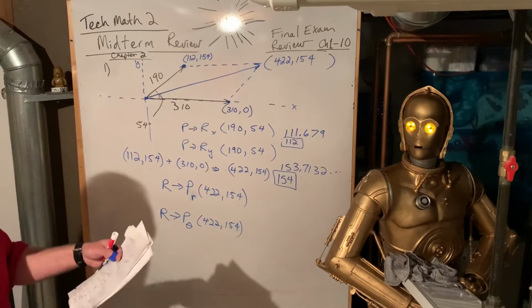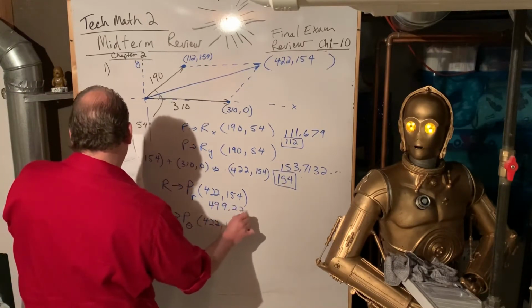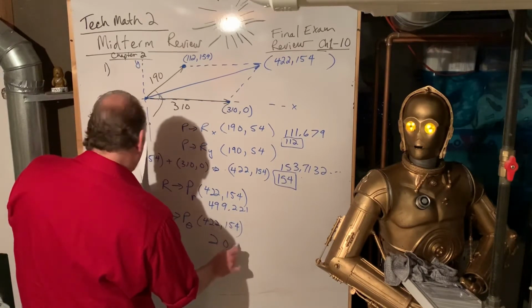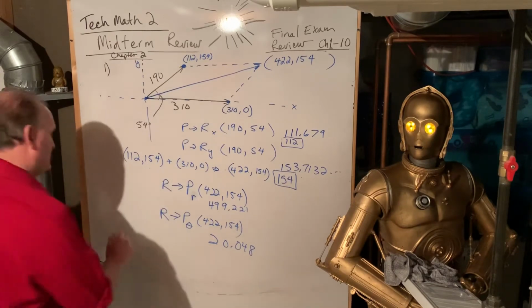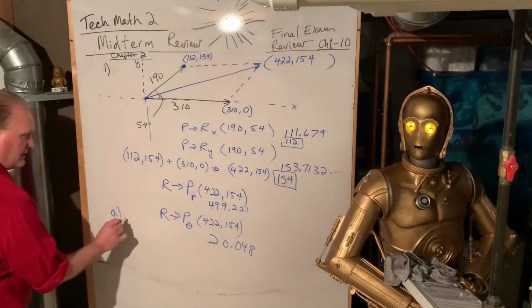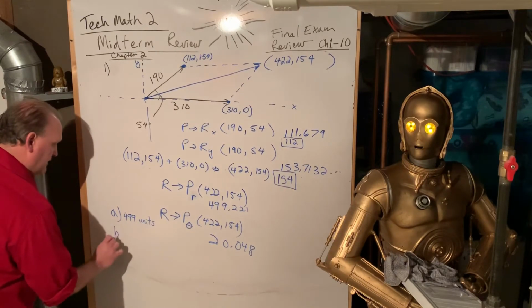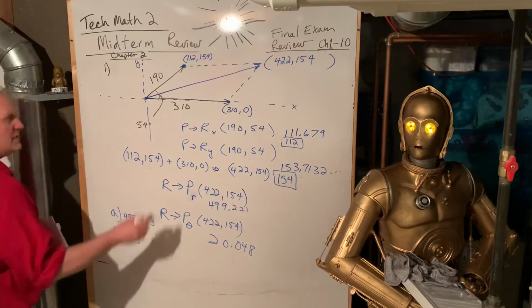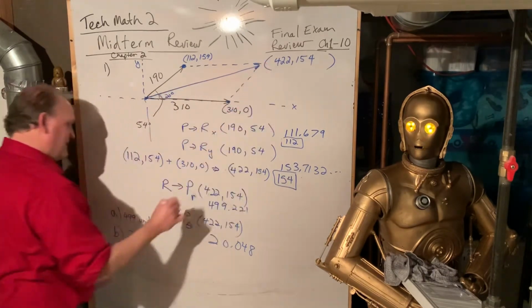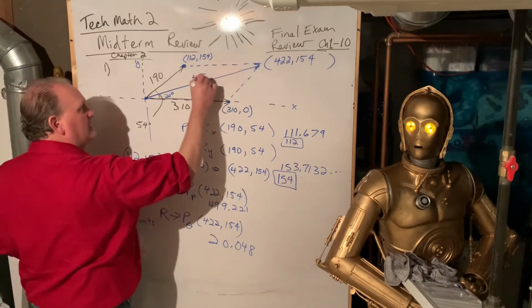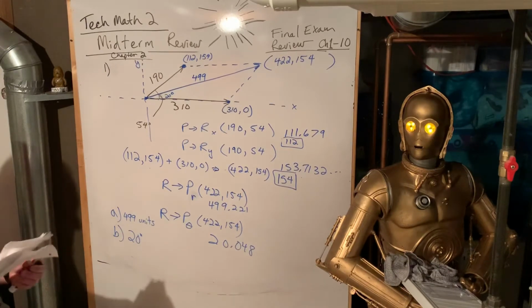that will kick out 499.221 and 20.048, and again they wanted whole numbers. So we're going to say our answer for letter A is 499 units, and our answer for letter B is 20 degrees. So that means this right here, that angle is 20 degrees, and this length is approximately 499. And that would be the resultant vector for chapter 2.